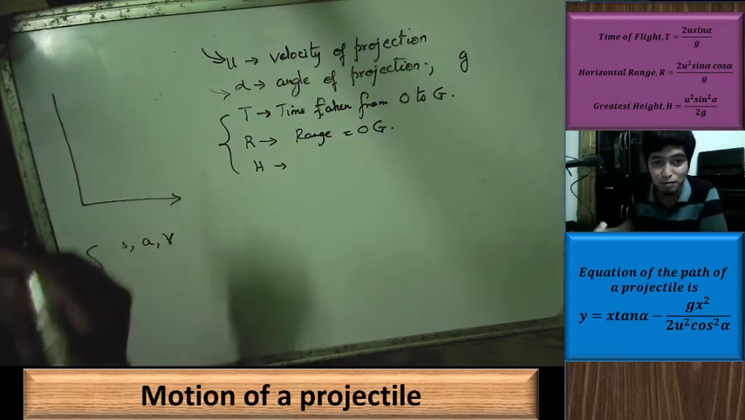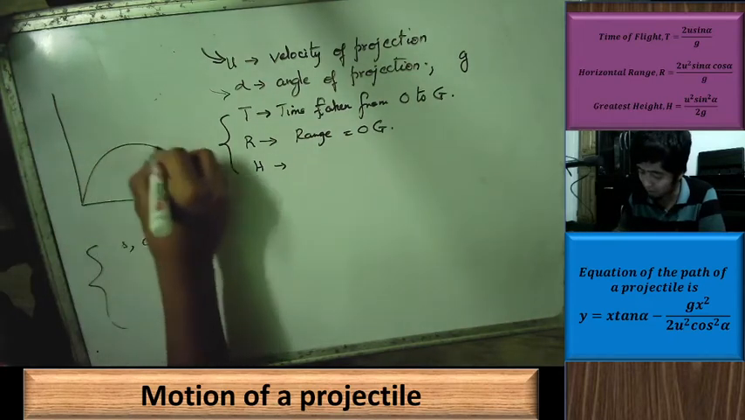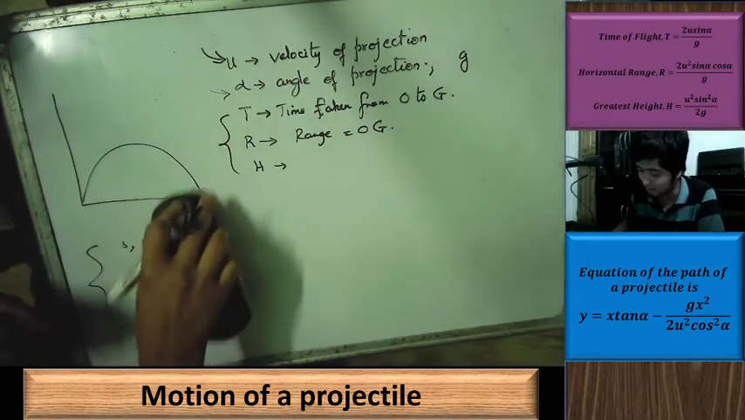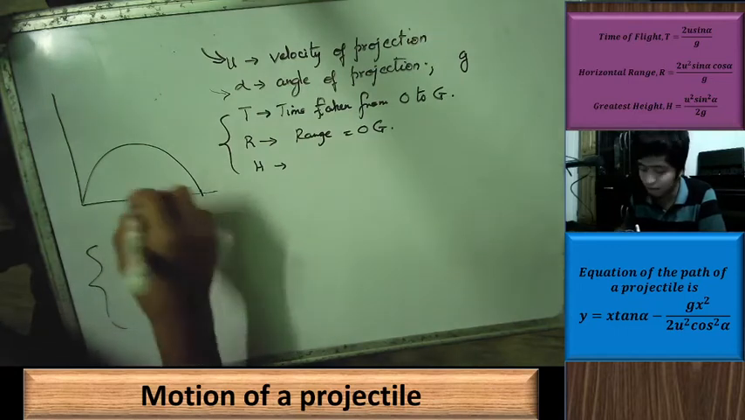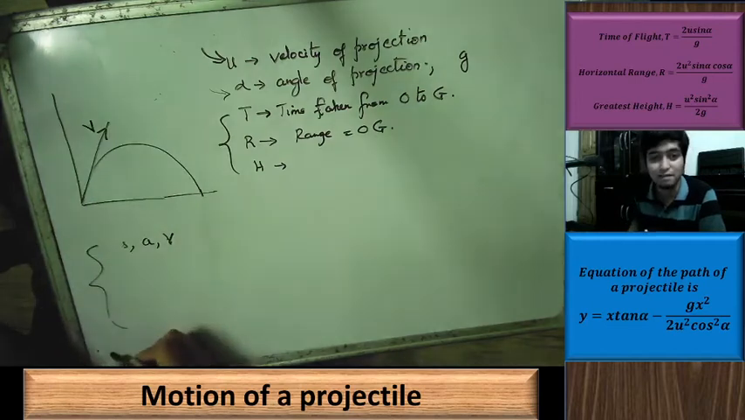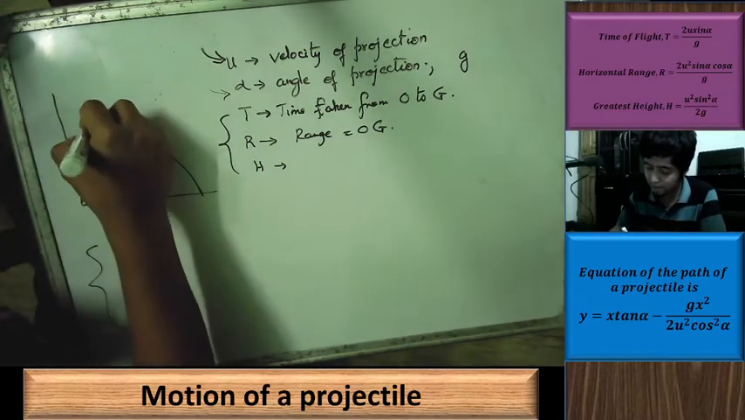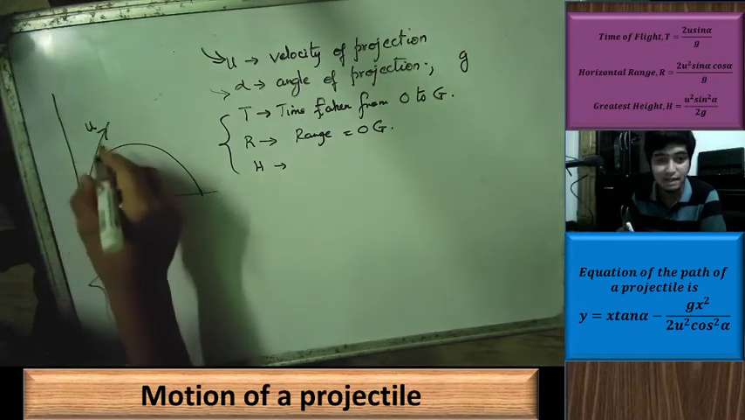So what I want to say is this. For the projectile motion happening in this way, you will see there is this velocity in this direction. Sorry, this is u, at an angle alpha.